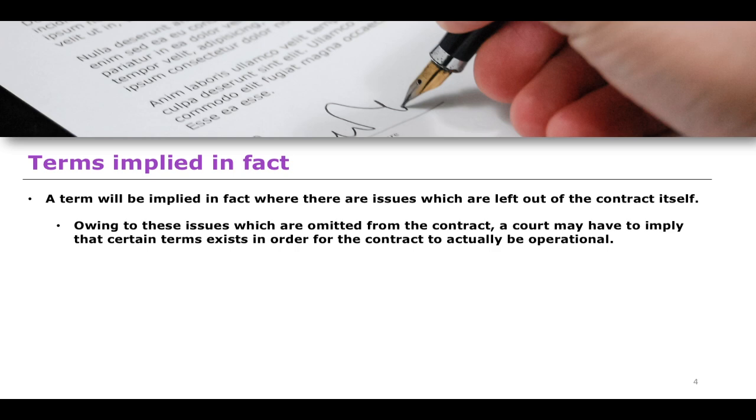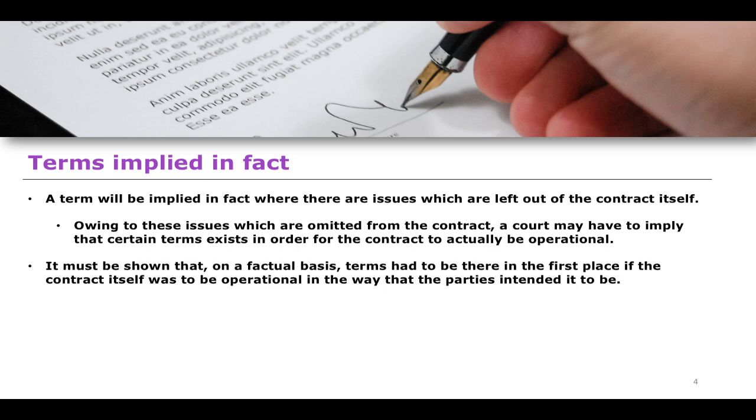And it's also implied that the parties to the contract agreed to this term in order for the contract to be operational. It must be shown, therefore, that on a factual basis, terms had to be there in the first place if the contract was going to operate in the way the parties intended it to operate. And this strikes to the heart of the parties' intention, because if the parties intended the contract to operate in a specific way, and in order for it to operate in that way it would require the existence of this term that doesn't actually exist in the contract, then it means that the parties de facto intended for this term to be in the contract itself, given the fact that they intended it to act in the way that this term requires.